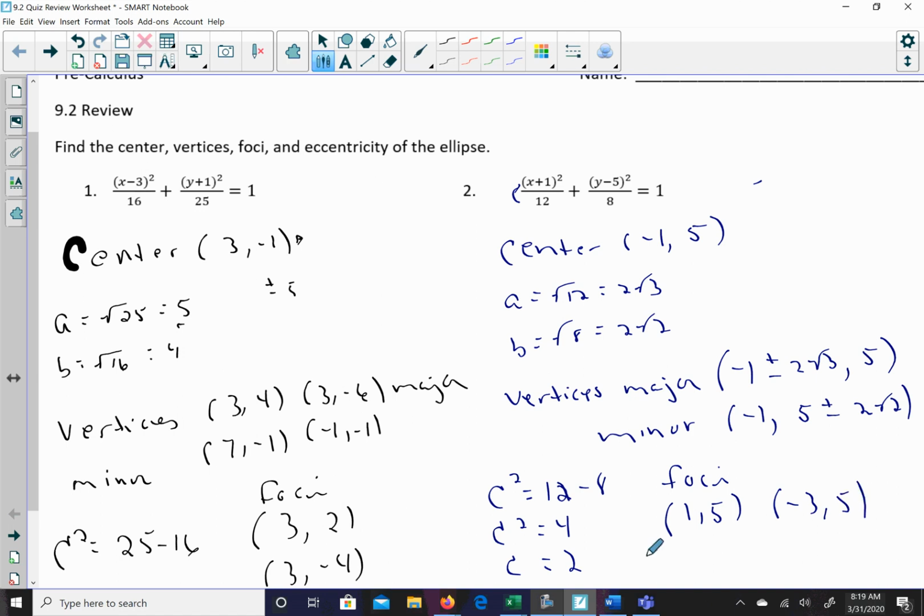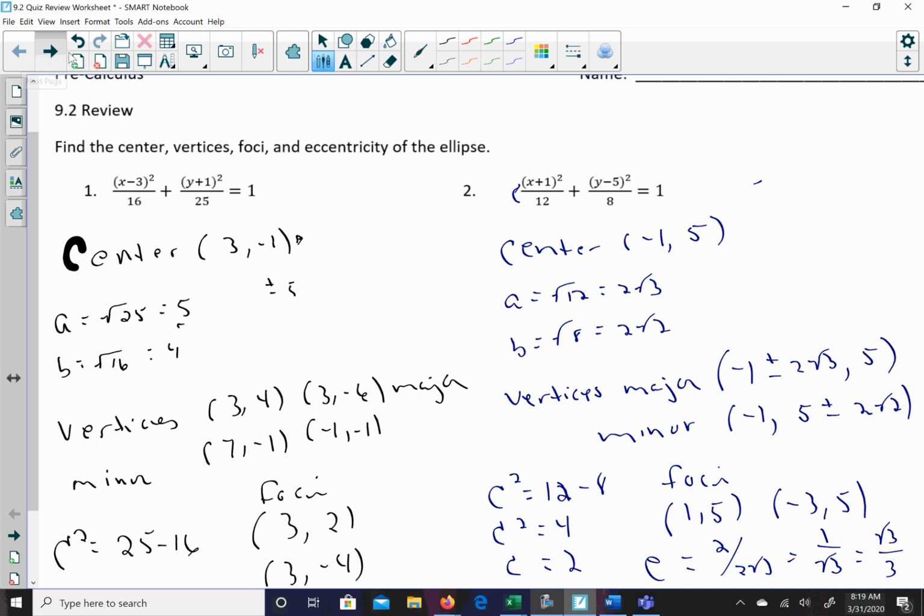And my eccentricity, I'm just going to take my c, which is 2, over my a, which is 2 square roots of 3, which would be 1 over the square root of 3. And if I rationalize, it would be the square root of 3 over 3. And that would be my eccentricity.